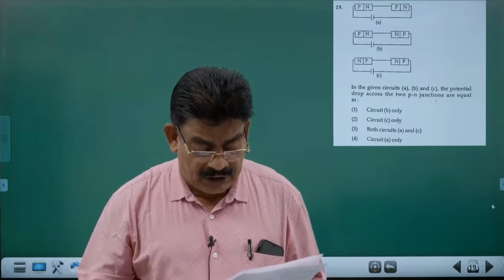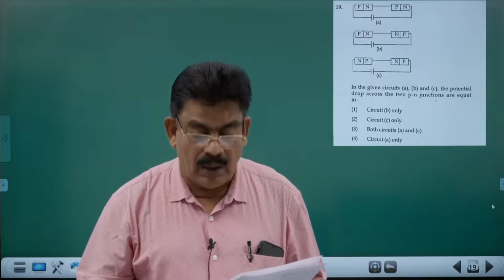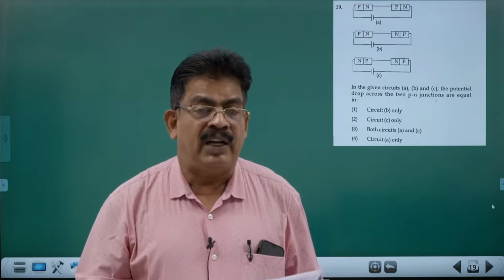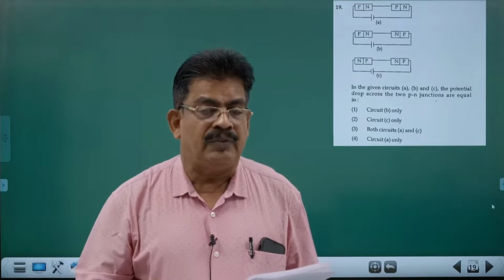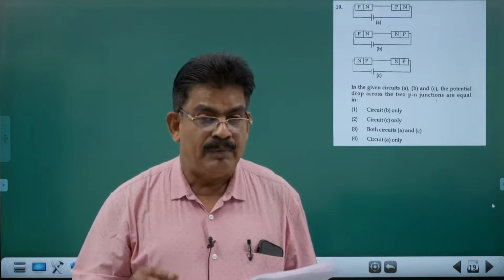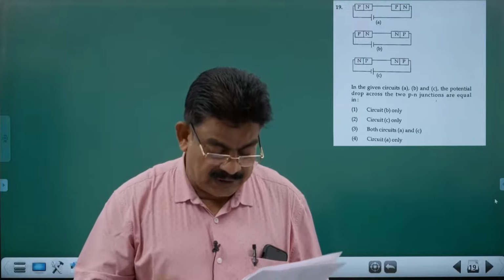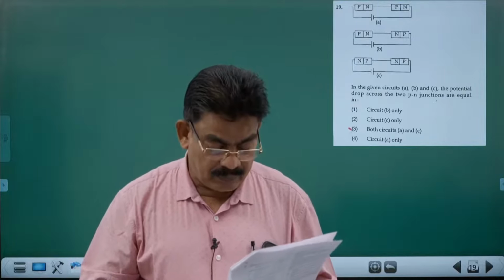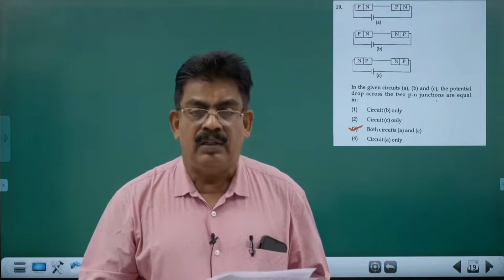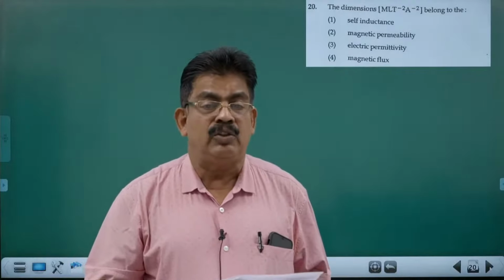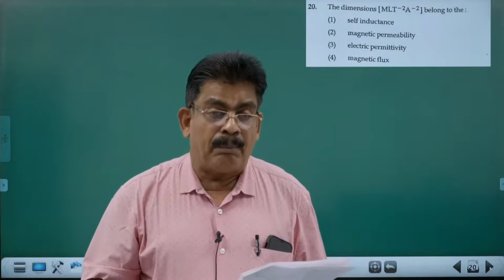And in the C case, both are again forward biased. Therefore, potential difference across both the diodes will be same. So your correct option is A and C. That is the third one. And question number 20, very basic information you might be remembering.